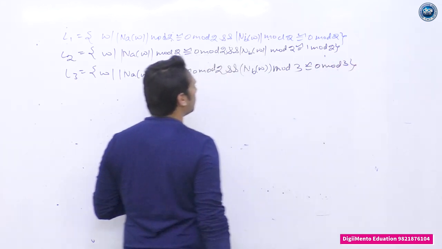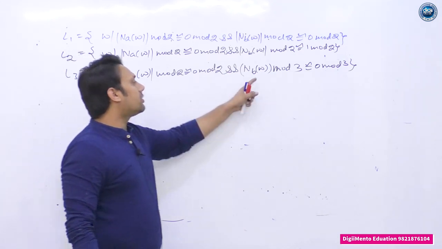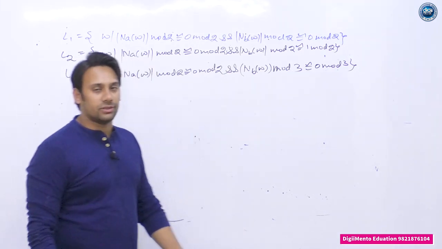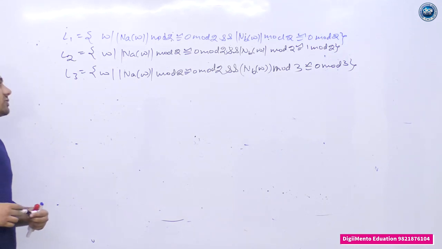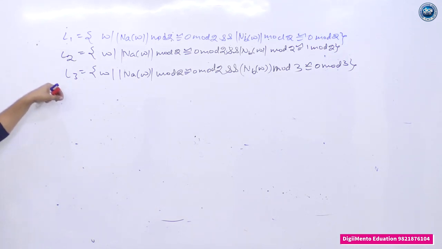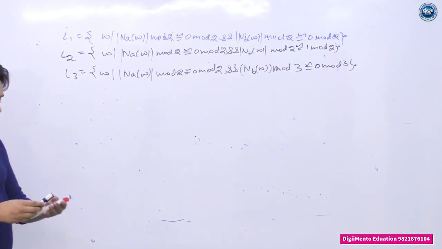In the same way, I can also formulate a problem where number of B in W mod 3 is congruent to 1 mod 3. So you can formulate problems in this way as well. Let me solve the first three, then you can easily solve more problems like this. You will be able to solve more problems this way.